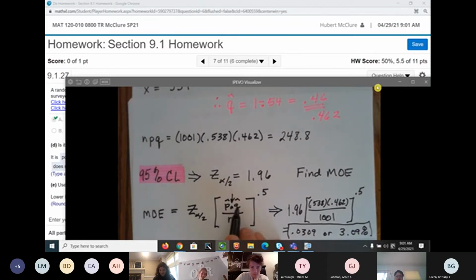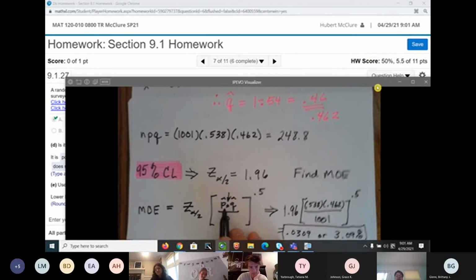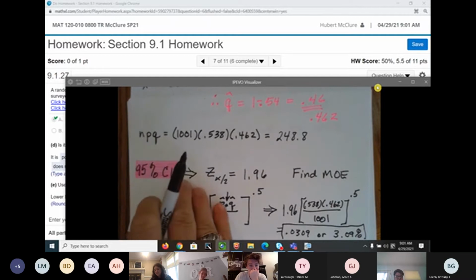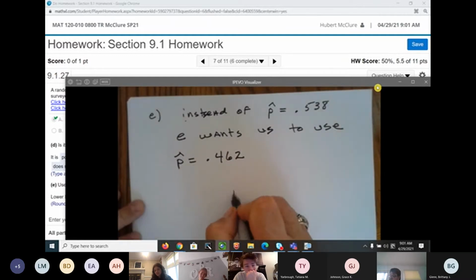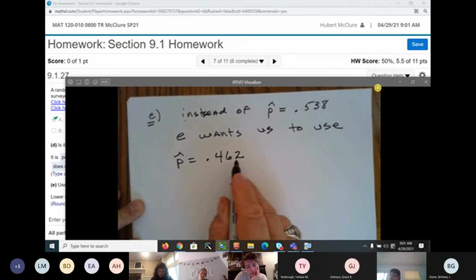So 2 times 3 is the same as 3 times what? 2. So the calculation doesn't matter. This is still going to be the margin of error. Does everybody understand that? So nobody's going to say anything. So P hat for E is going to be 0.462.